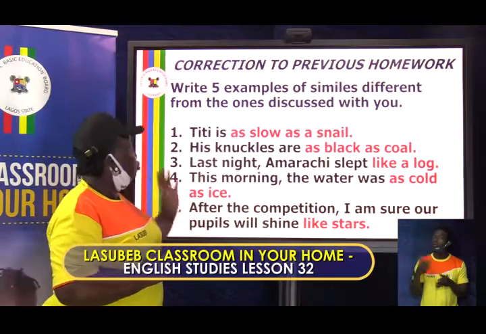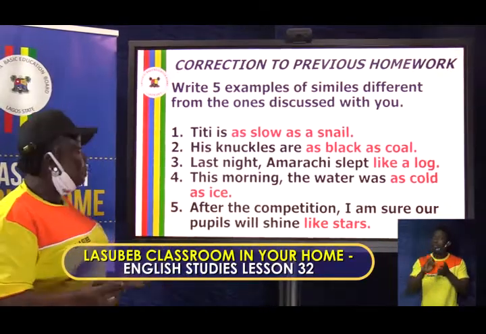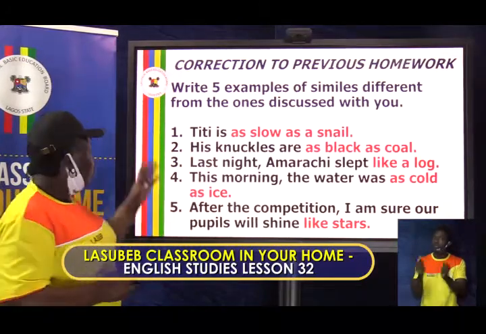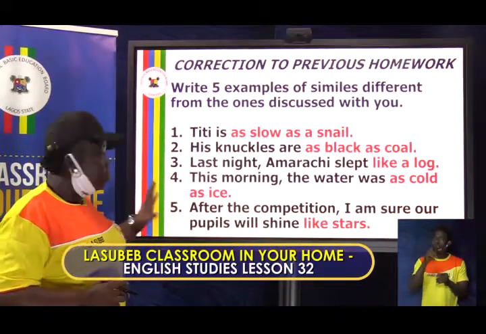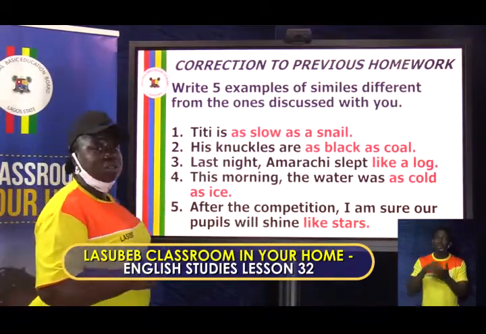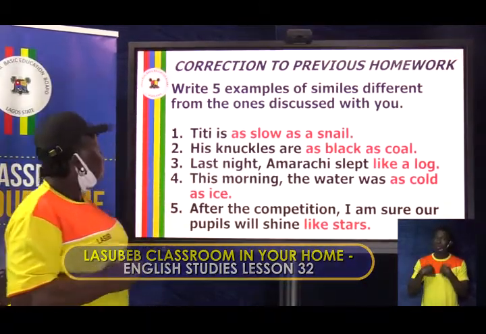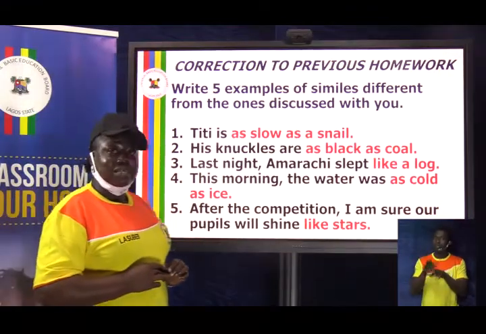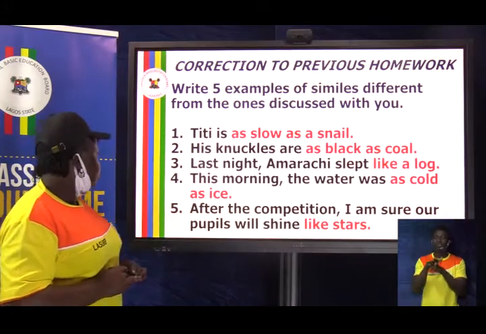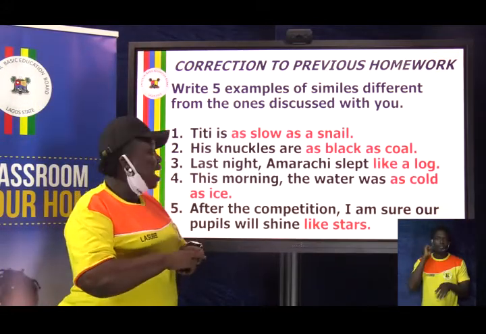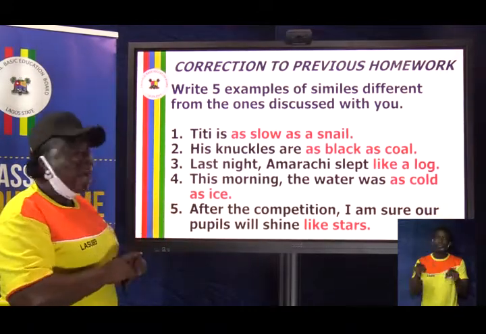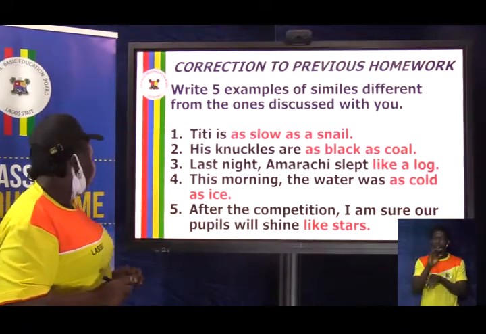You were asked to write 5 examples of similes different from the ones discussed with you. I know you're bound to have things different from what I've written on the board. But at the same time, this is what I have. Titi is as slow as a snail. The simile is as slow as a snail. His knuckles are as black as coal.